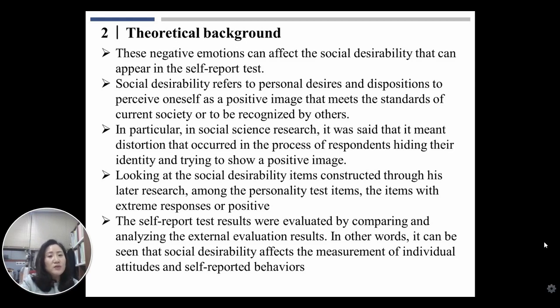Looking at the social desirability item constructed through this later research among the personality test items, the item with the extreme response or positive. The self-report test results were evaluated by comparing and analyzing the external evaluation results. In other words, it can be seen that social desirability affects the measurement of individual attitude and self-reported behavior.